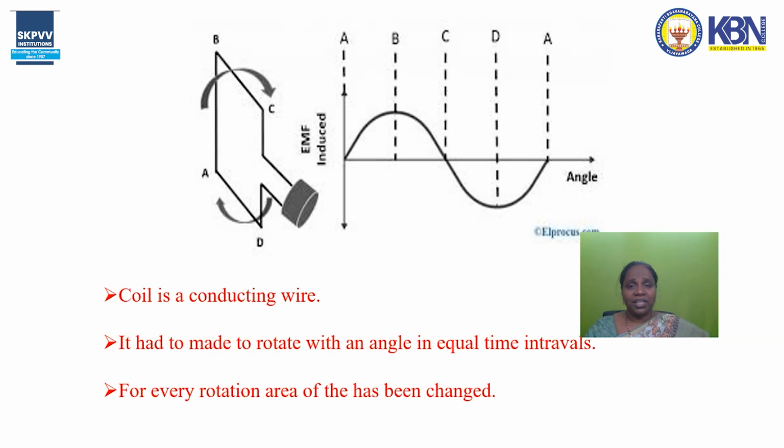So the variation of flux develops the electromotive force. Development of electromotive force is nothing but the generation of current. That is the principle involved in the AC generator. So the symbol on the screen is the representation of AC current.